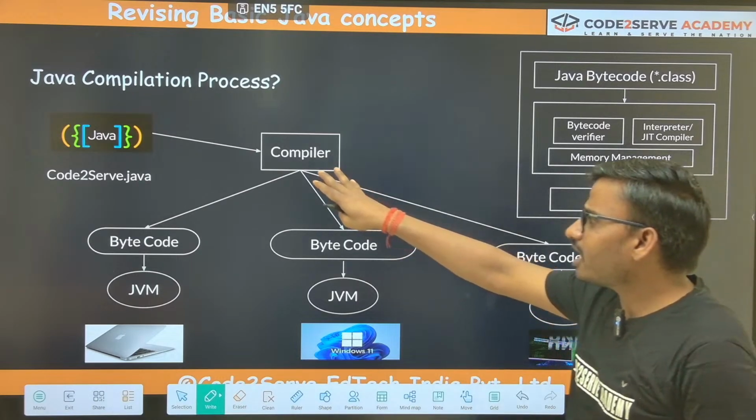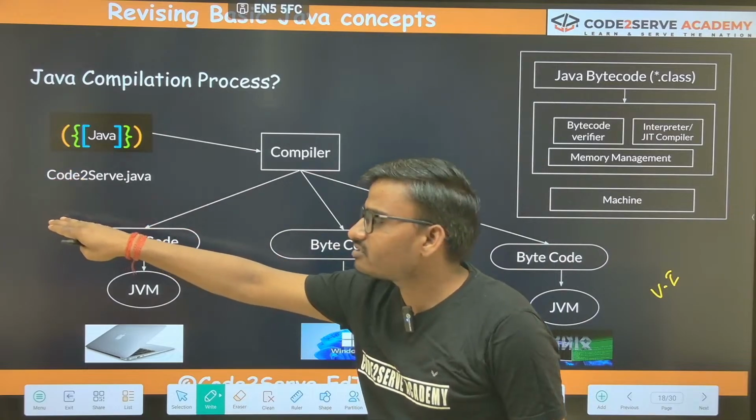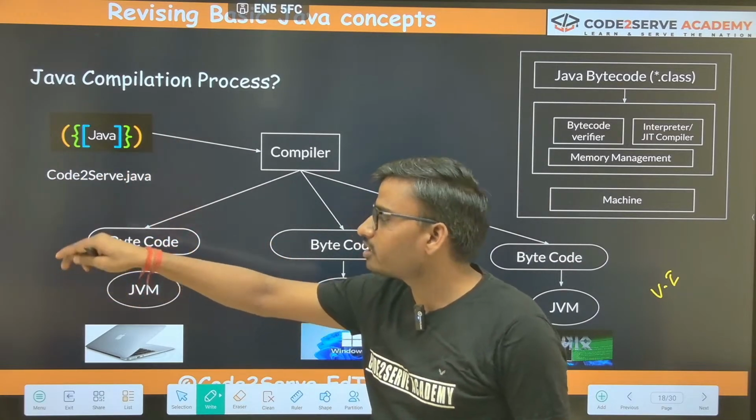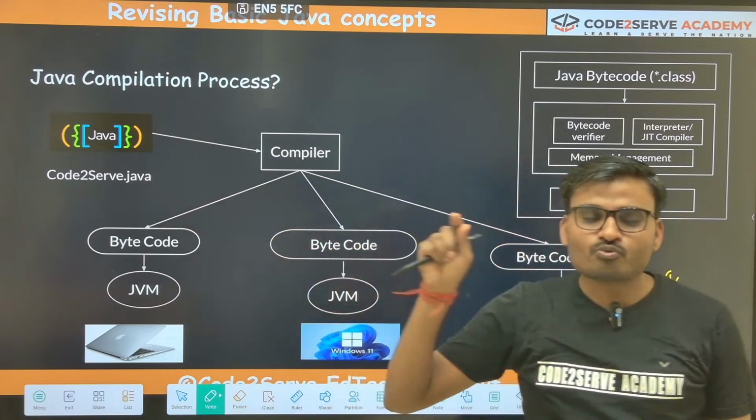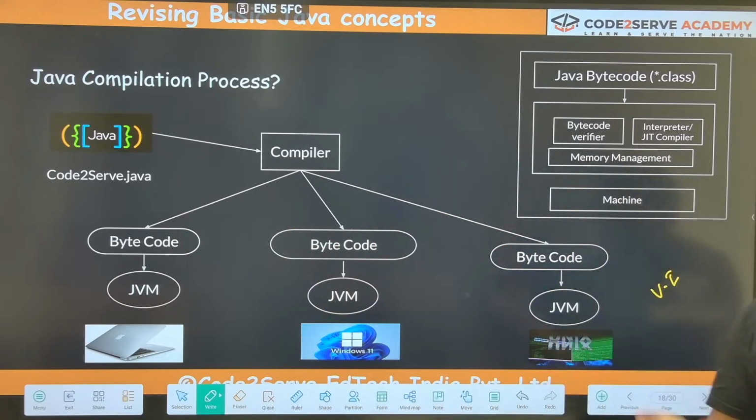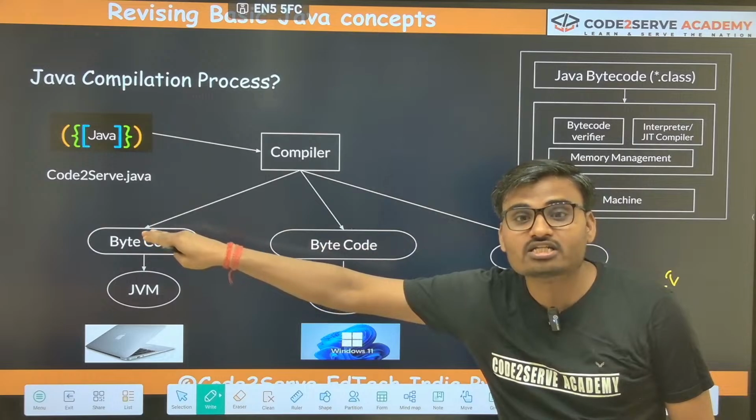Now you think, I have written one class, and the class means I have written one code. That code I have named as code to serve.java. So whenever you write any program and you save it using the .java extension.